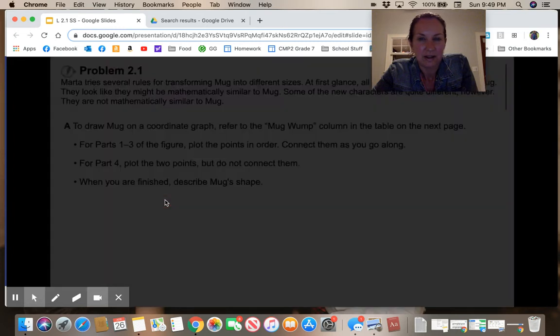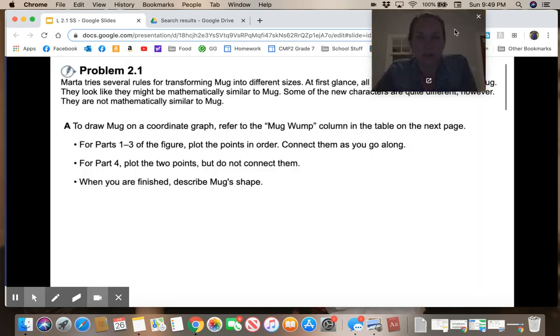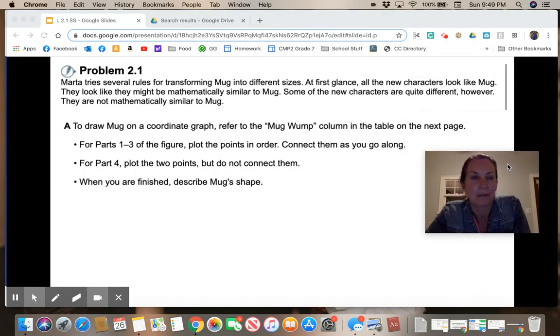So in our lesson today, you are going to work with Mugwump. Marta tries several rules for transforming Mug into different sizes. At first glance, the new characters look like Mug. They might be mathematically similar to Mug. Some of the new characters are quite different, however. They are not mathematically similar to Mug.